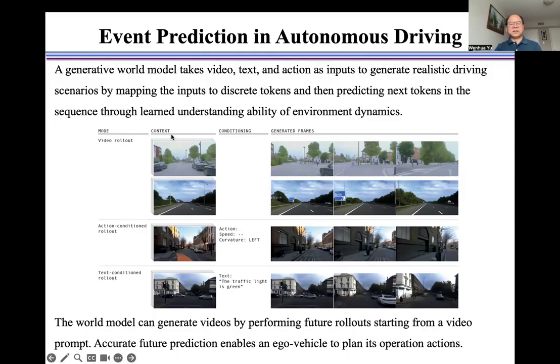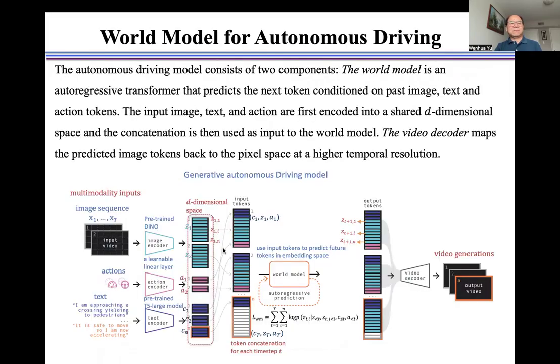As shown here, these are the context images for conditioning. The model uses context images as conditioning to generate the future images. The world model can generate videos by performing future rollouts starting from a video prompt. Accurate future prediction enables the autonomous vehicle to plan its operation actions.